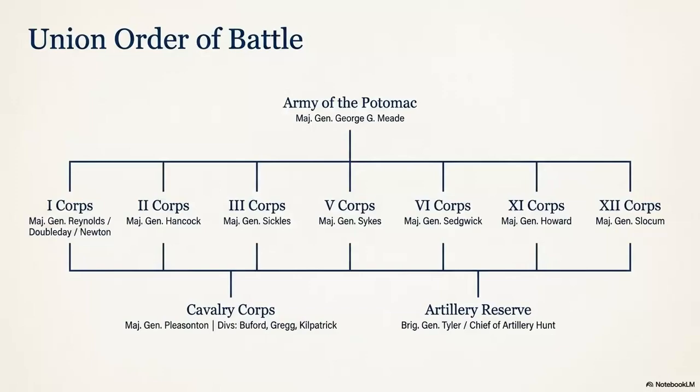Supporting these infantry units are 2 centralized arms. The Cavalry Corps is commanded by Major General Pleasanton, featuring divisions led by Buford, Gregg, and Kilpatrick. Finally, the Artillery Reserve is managed by Brigadier General Tyler alongside Chief of Artillery Hunt, completing the Union's tactical organization.